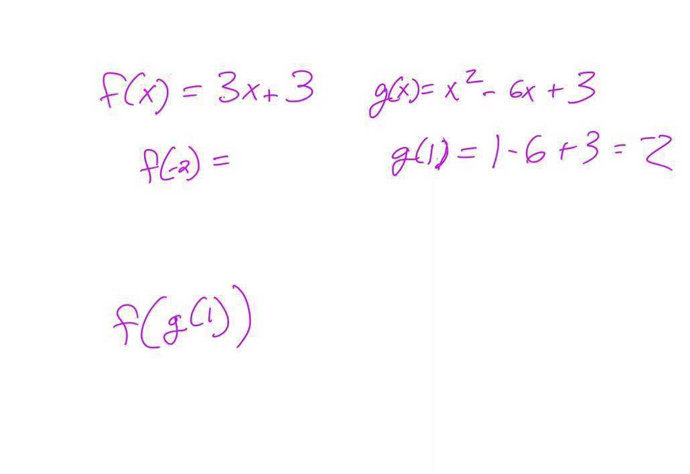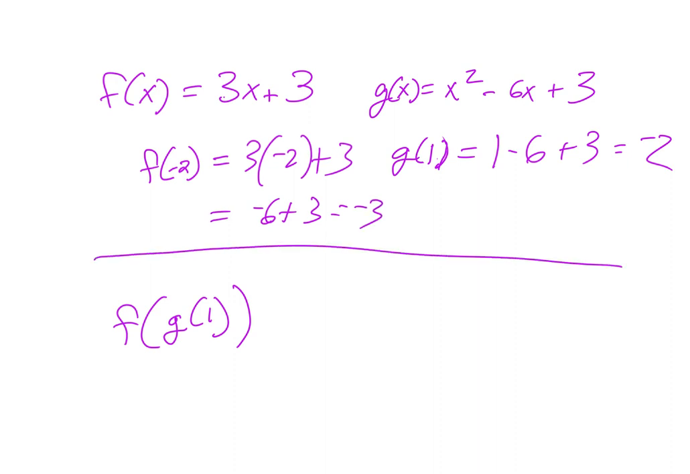I'm going to take the equation for f of x over here. I'm going to find f of negative 2. So that means I'm going to have 3 times negative 2 plus 3. That'd be negative 6 plus 3, which is negative 3. Then we're going to do this one down here.